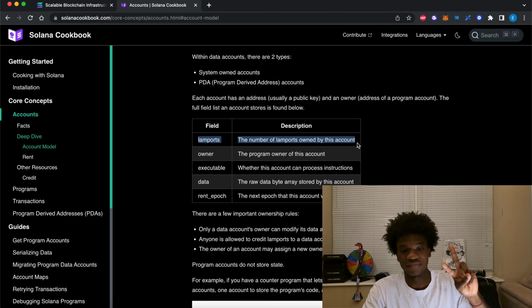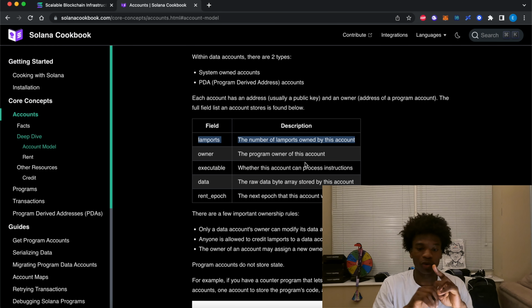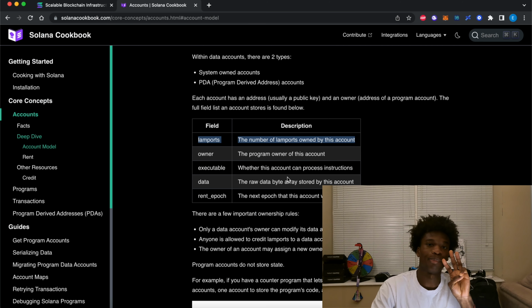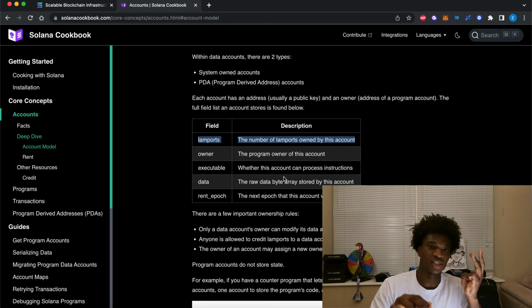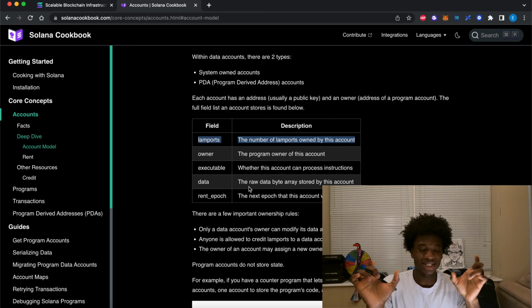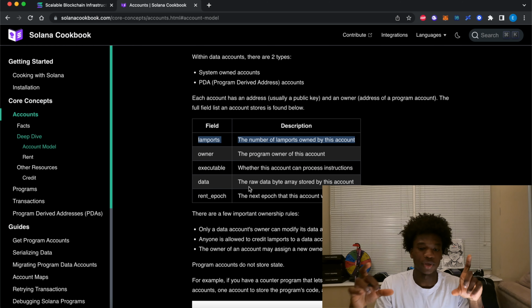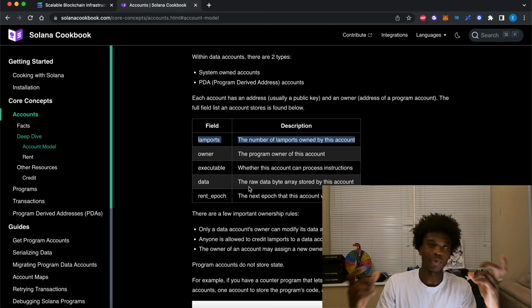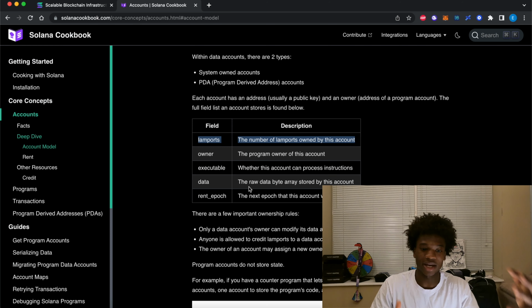The second piece of each account is an owner. Each account has a program owner. It has an executable, which is whether or not this account can process an instruction. And then the next piece is data, in the form of a byte array, and it's stored on the account. And then we have a rent epoch, which is the next epoch at which the account will owe rent. Rent means that you are paying for having this account on the network.